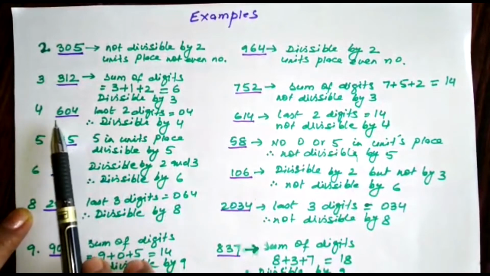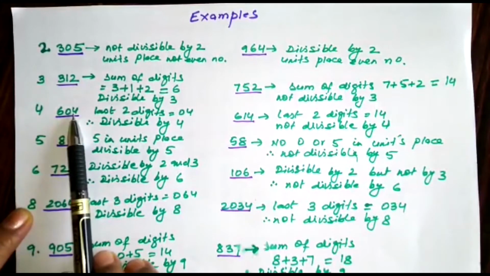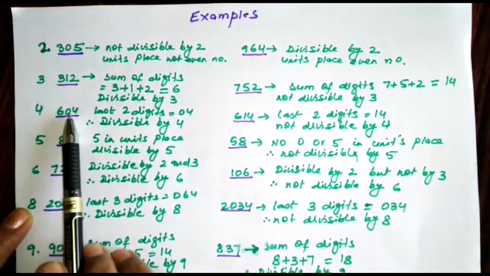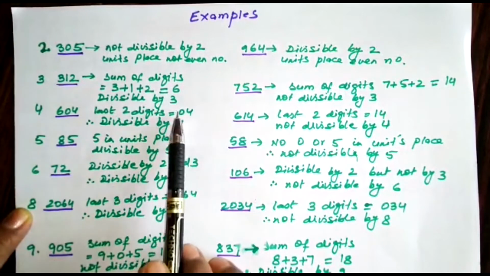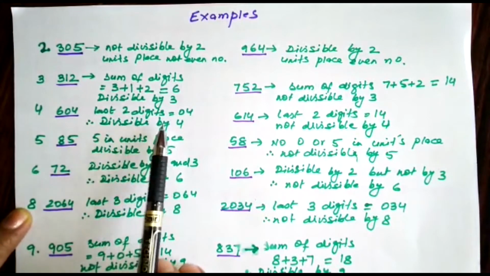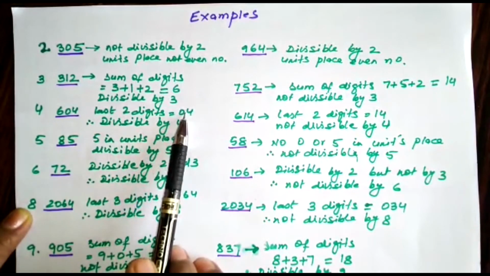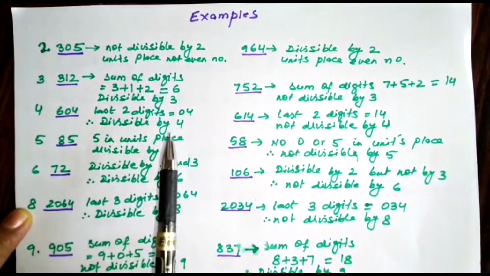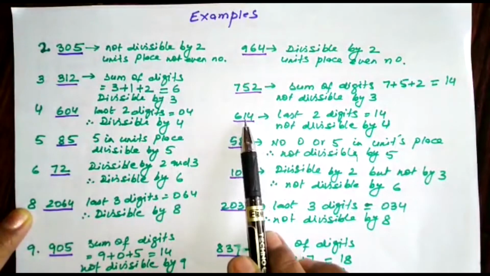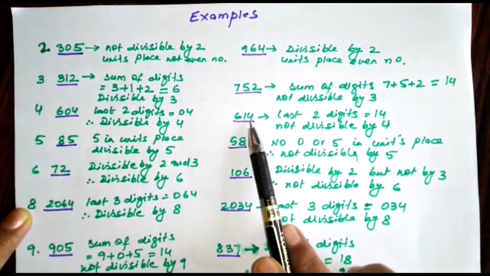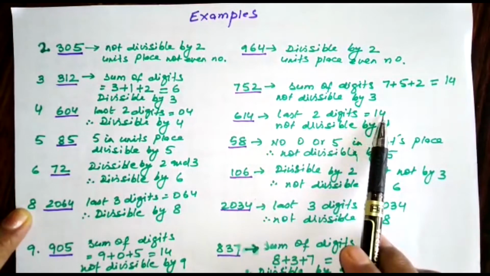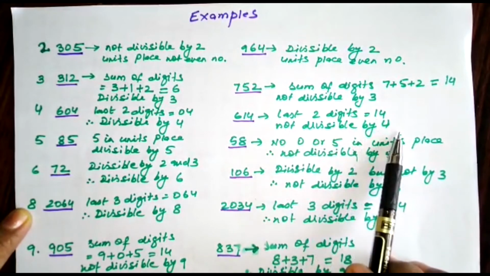For checking whether 604 can be divided by 4, we have to look at the last two digits. Last two digits are 04. Therefore it is divisible by 4. So this number 604 can be divided by 4. For checking 614 whether it can be divided by 4, last two digits are 14. Therefore 14 does not come in 4's table, so it is not divisible by 4.